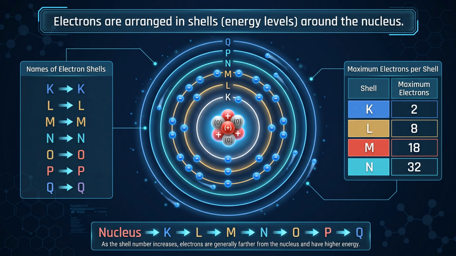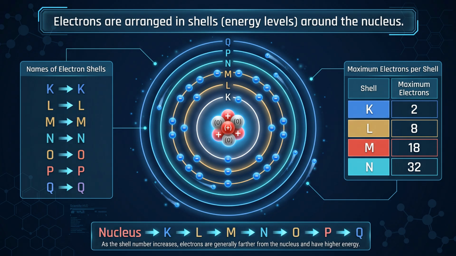These shells represent the different distances from the nucleus where electrons are most likely to be found. Each shell has a fixed energy, and electrons occupy these shells according to well-defined scientific rules. This arrangement of electrons is called the electronic configuration of an atom and is one of the most important concepts in chemistry because it determines an element's chemical properties and how it reacts with other elements.